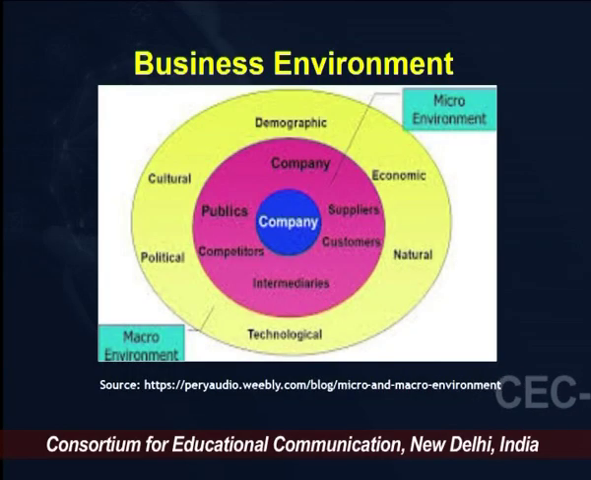If we look into this diagram, we will find that first in the hub there is a company, and in the company there are the internal factors, that is the company's own employees as well as its mission, vision, objectives, resources, everything. Then come the micro factors. Micro are like the competitors, the government, the public, your suppliers. They make up the micro environment.